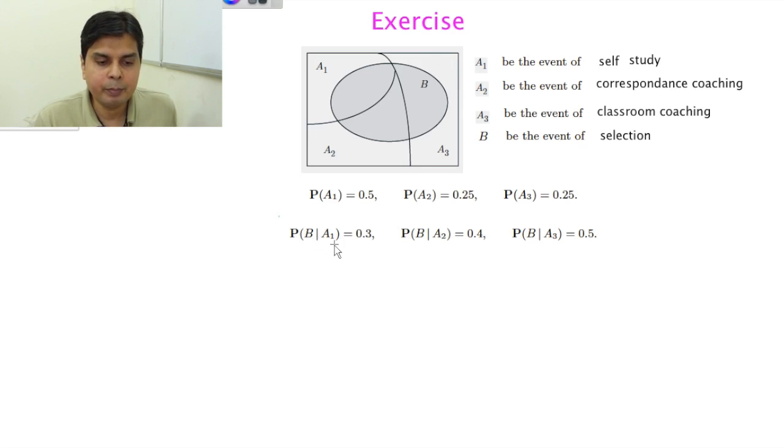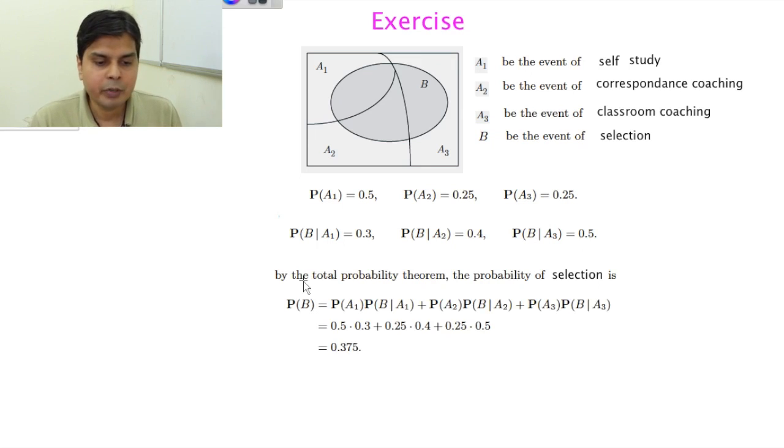Now this is the probability of B given A1, that is, the probability of success given that you are doing self-study is 0.3, the probability of success given that you are doing correspondence is 0.4, and the probability of success given that you are doing classroom is 0.5. So now I am picking a randomly selected student out of those 10 lakh students. So what will be that total probability? The probability that I will select a self-study student and succeed will be P(A1) times P(B given A1), and this is the total probability theorem. So you do the calculation and multiplication, and you will get 0.375.